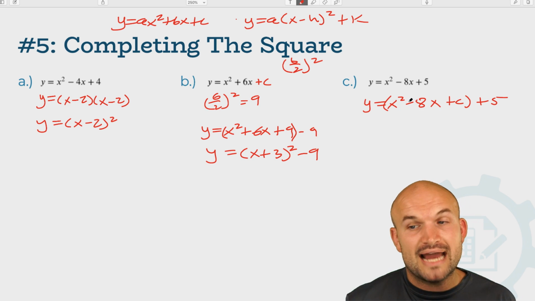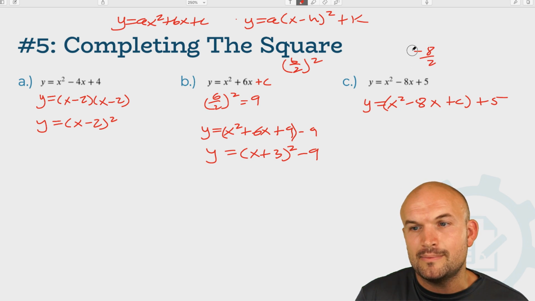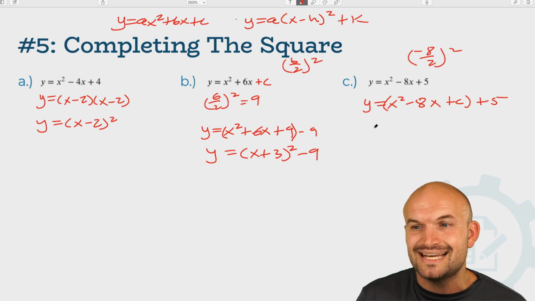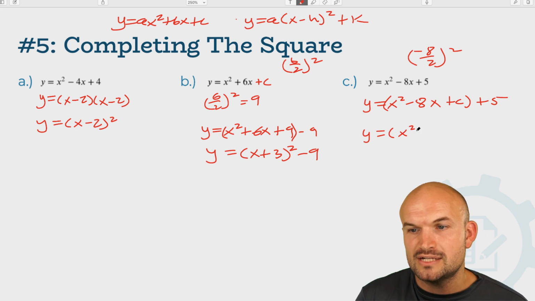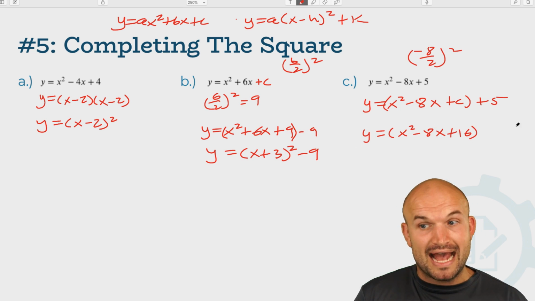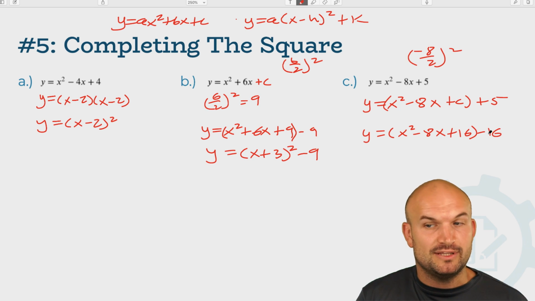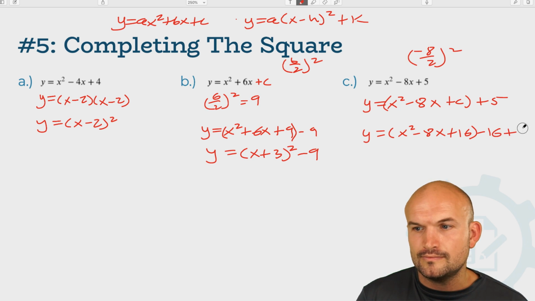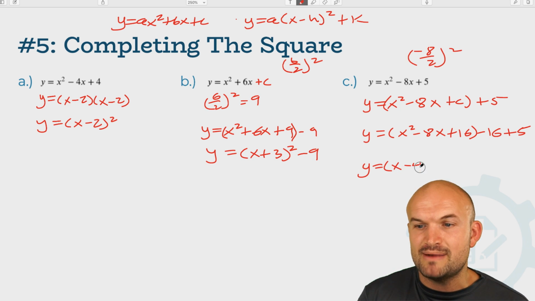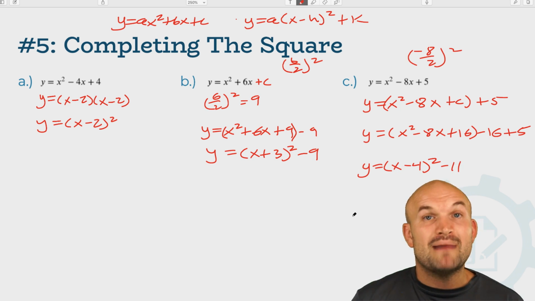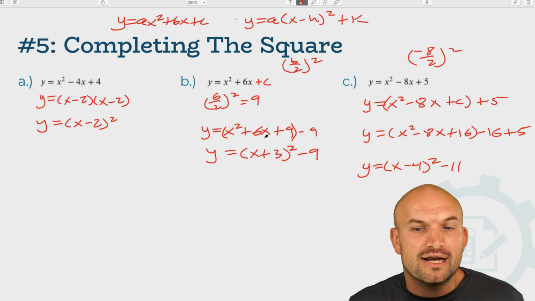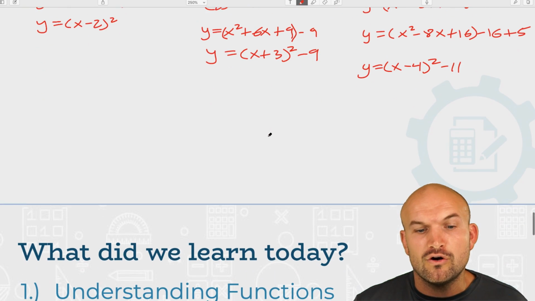Okay, so again, we take negative 8 divided by 2 and square it. Negative 8 divided by 2 is negative 4, and negative 4 squared is 16. So y equals x squared minus 8x plus 16. And again, be careful: once you add it, make sure you immediately subtract it to keep the equation equal, and then plus 5. Now we have our perfect square trinomial, and in this case we have (x minus 4) quantity squared minus 11. And there you go, ladies and gentlemen. That is how you complete the square to rewrite your equation from standard form to vertex form.